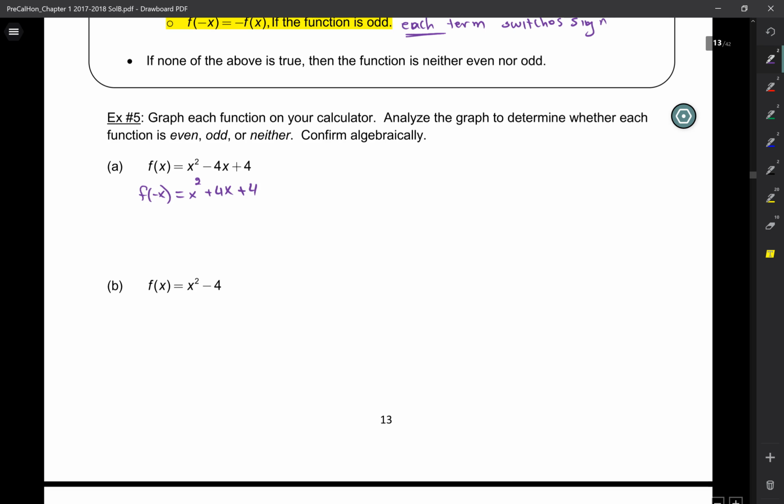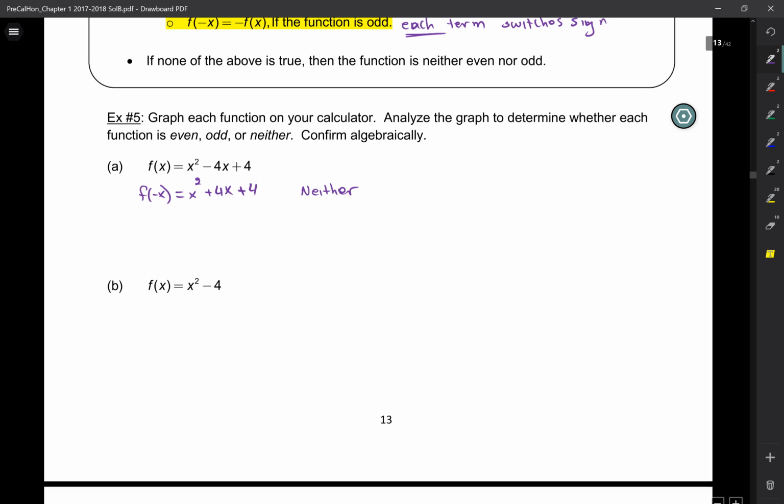So now, this is f of negative x. Did I get the same function back? No. Did every single term change sign? No. So it's neither.